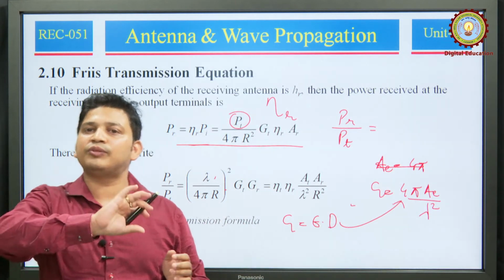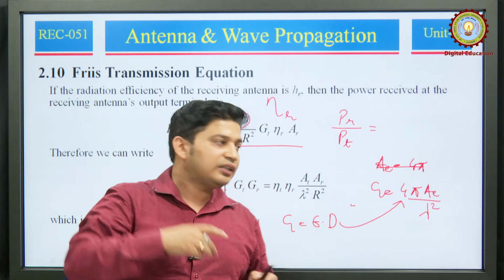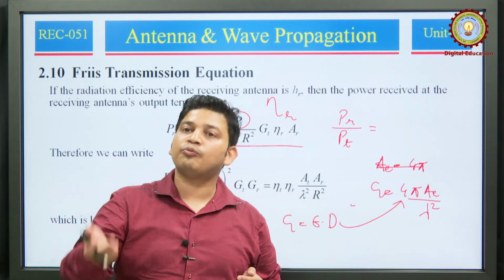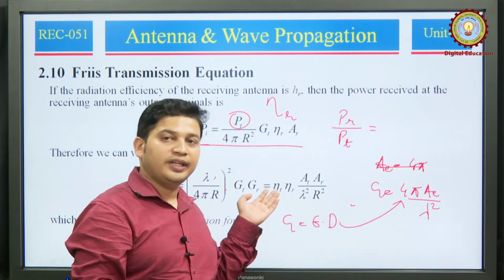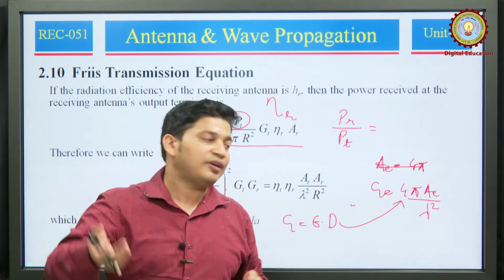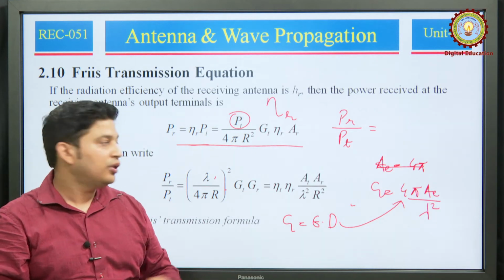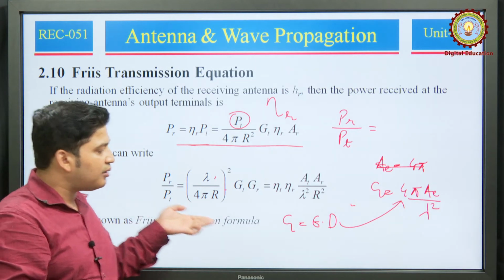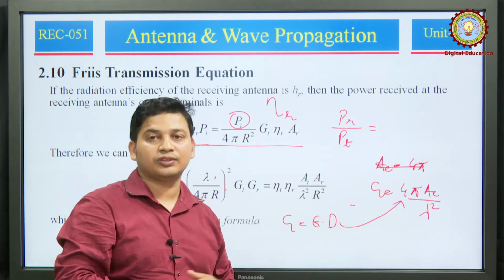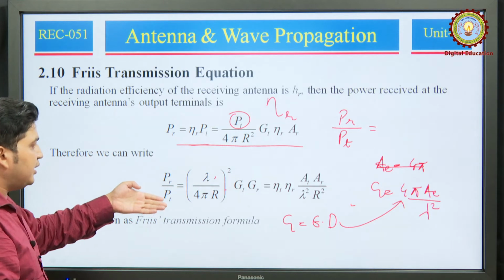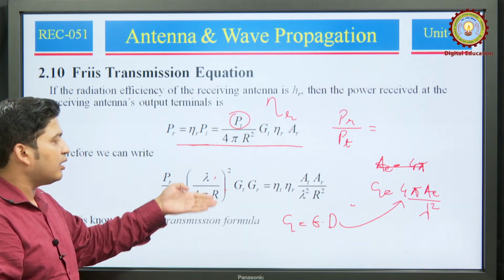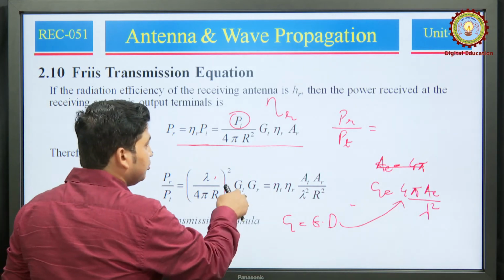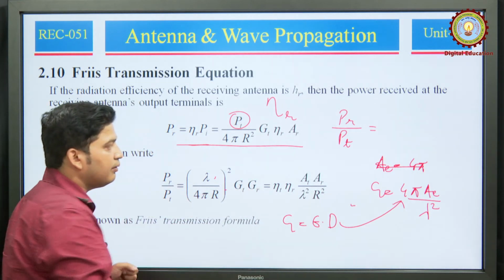So, this is a conversion between different formulas, because sometimes different types of numericals are asked where effective aperture needs to be calculated. So, you need to calculate directivity first, or effective aperture is given and you need to find out the PR upon PT ratio. So, you need to directly utilize this formula, okay. Depending upon the question type, you can choose your formula according to your usage. So, PR upon PT is nothing but (lambda upon 4 pi R) whole square, into GT GR, okay.